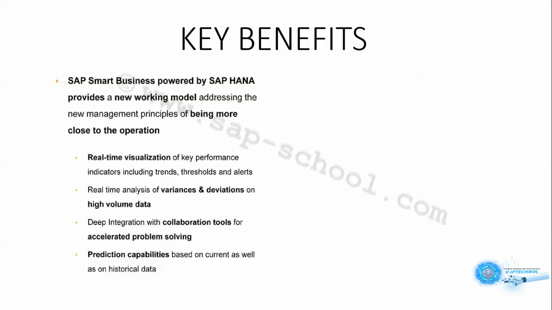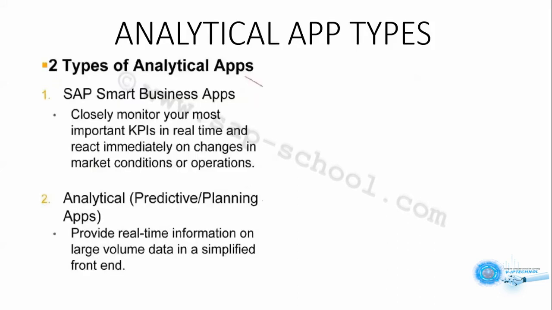So basically, these are the key benefits of my SAP Smart Business apps. Now, the analytical app types. So basically we have two types of analytical apps. The first one is the SAP Smart Business apps, which are closely monitored using your most important KPIs in real time, and react immediately to changes in market conditions or the operations.